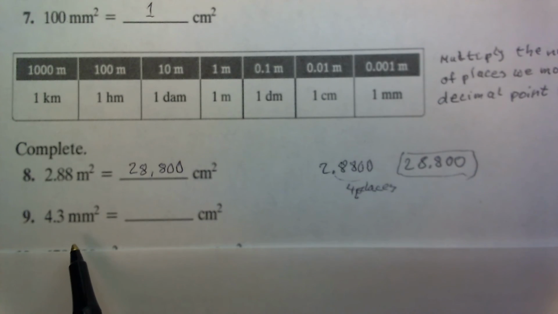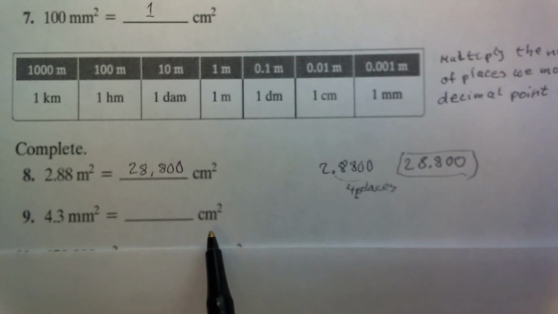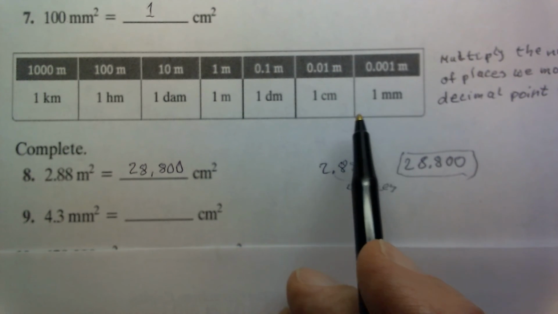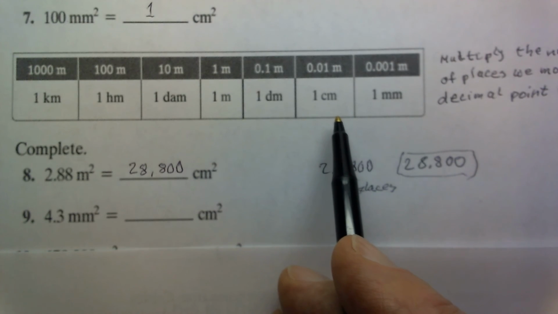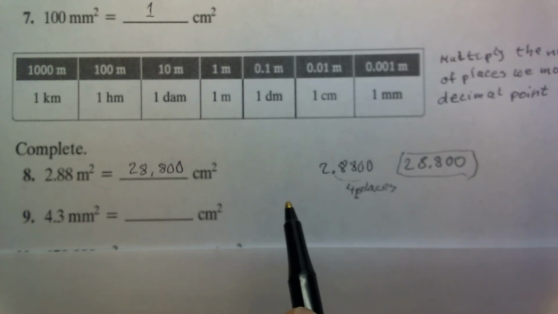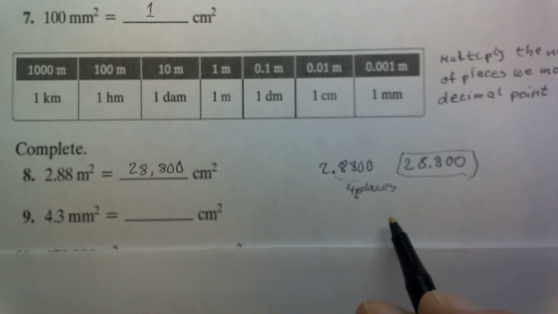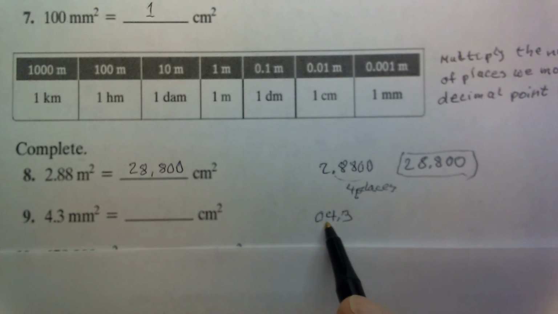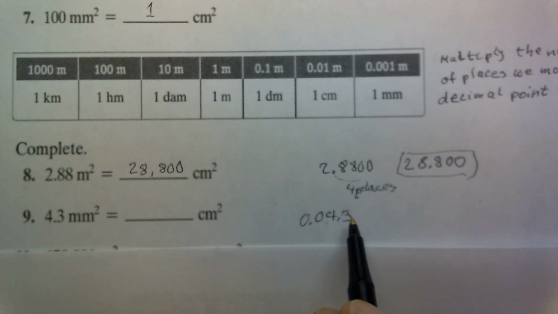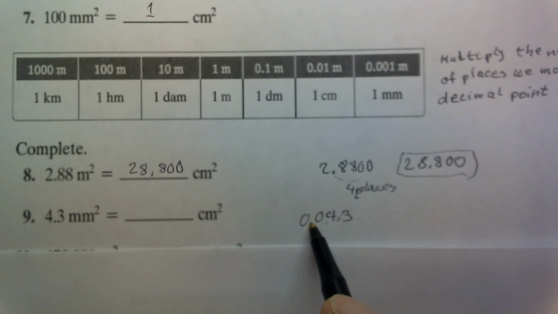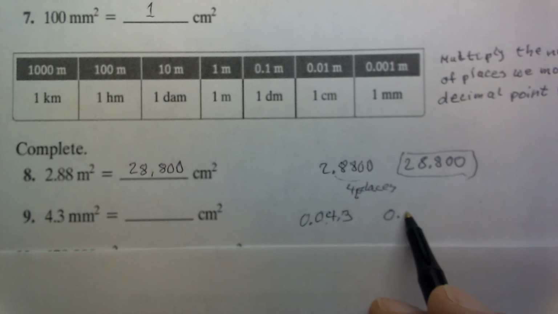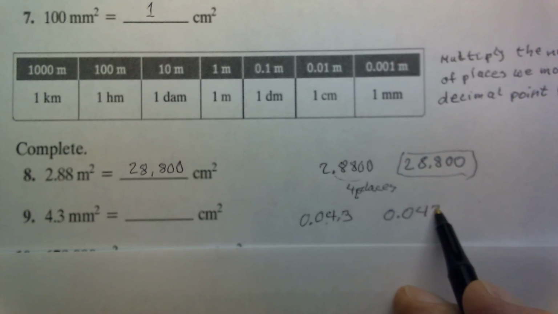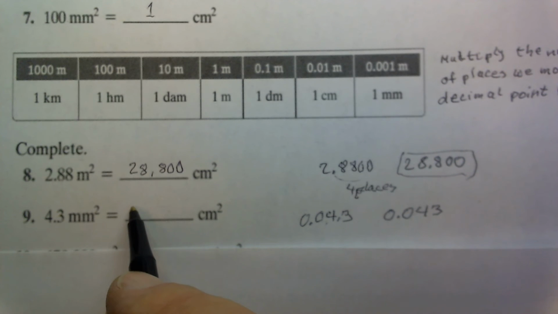Similarly, 4.3 square millimeters is how many square centimeters? So we go from millimeters to centimeters, which is 1 place, times 2 is 2 places. So we have 4.3 square millimeters. And now we move the decimal to the left, 2 places, 1, 2. So it's 0.043 square centimeters.